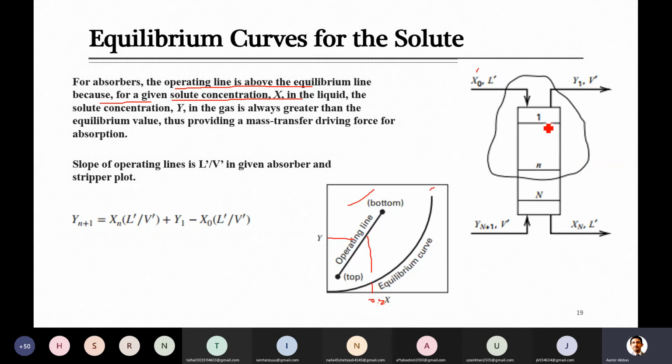Due to this, we always try to regenerate this liquid completely. So when the liquid is totally solute free, the vapor coming in contact with that liquid contains some amount of solute, which is greater than the amount present inside the liquid. The same was mentioned here: it will always be greater in the vapor as compared to the liquid.